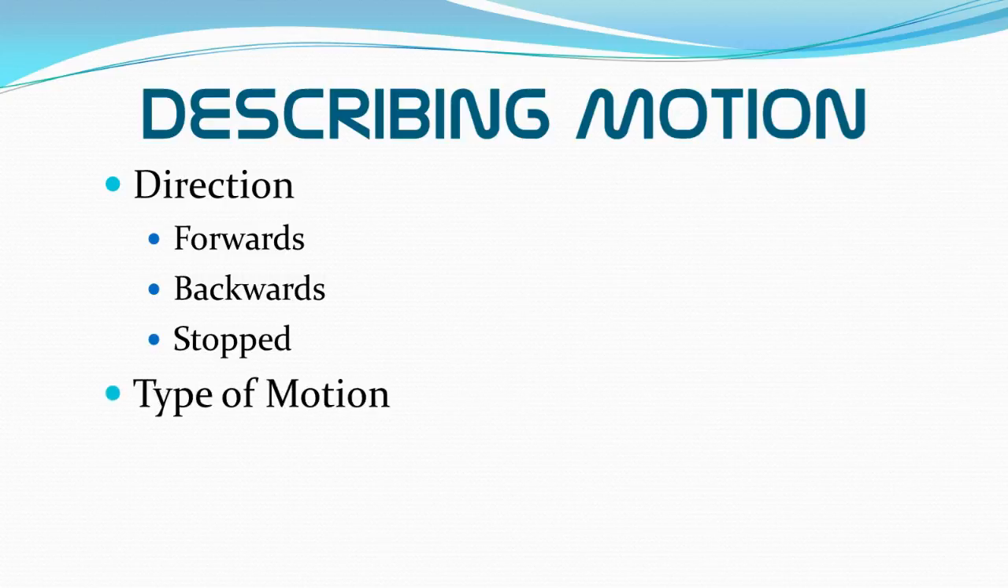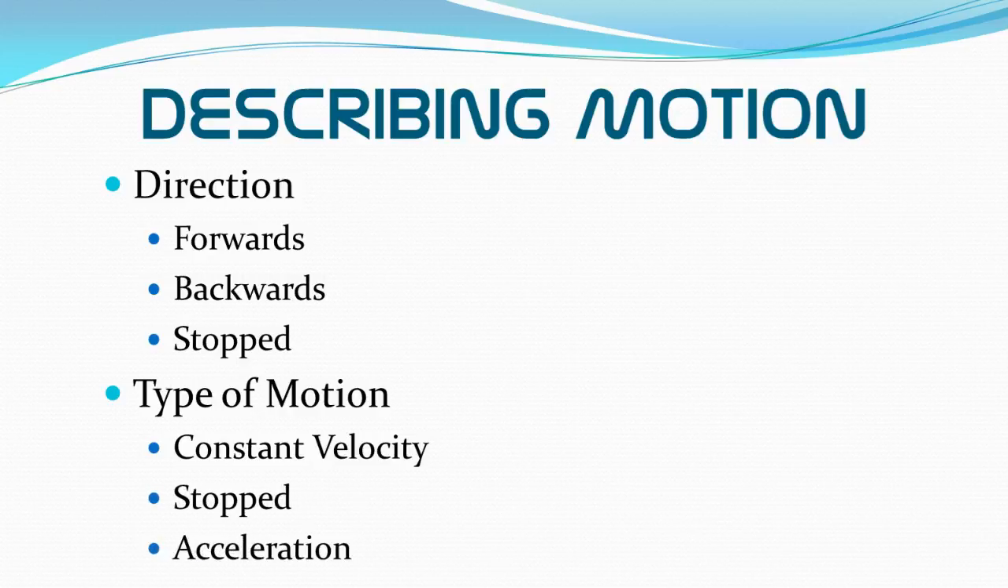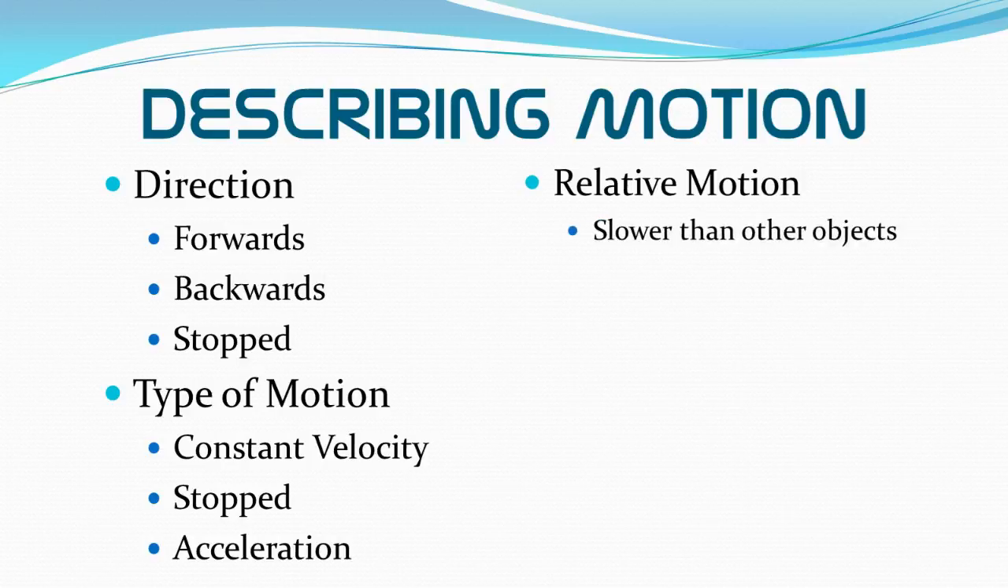You can also look at the type of motion. Is it a constant velocity? Are we stopped? Are we accelerating? In this case, speeding up or slowing down. You can also talk in terms of relative motion. Are you moving slower than other objects? Faster than other objects? When we talk about motion, we need to keep all of these characteristics in mind.